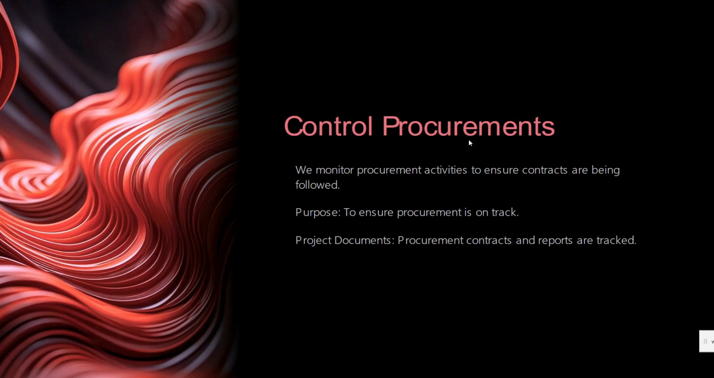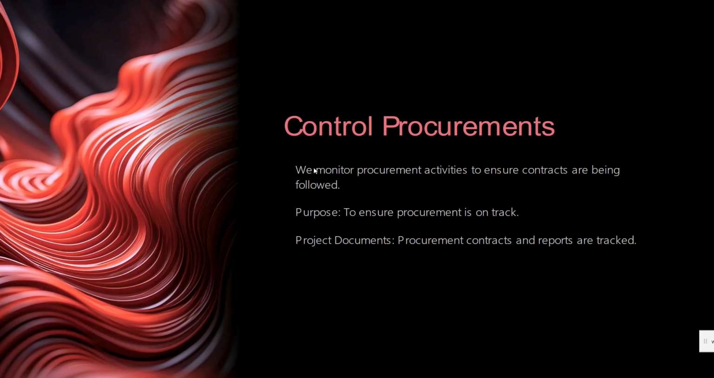Next, we have control procurement. Okay, so we monitor procurement activities to ensure contracts are being followed. For projects involving third party vendors or suppliers, managing procurement is essential. So this process ensures that everything we have ordered is delivered on time and as expected. If something's not right, we need to step in and make sure the issue gets resolved.